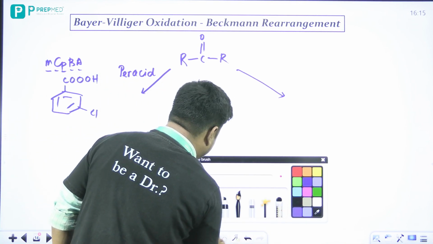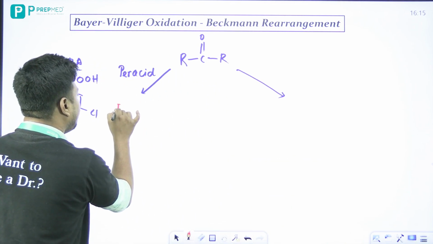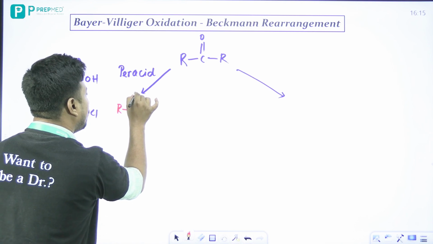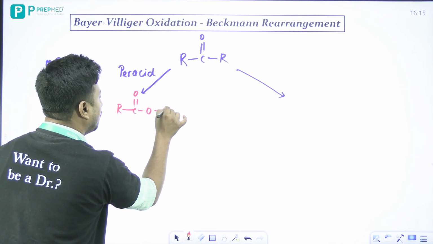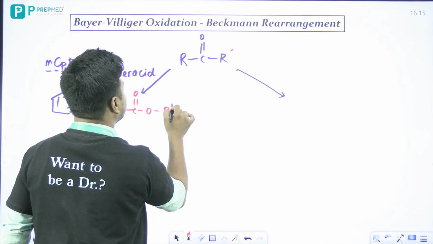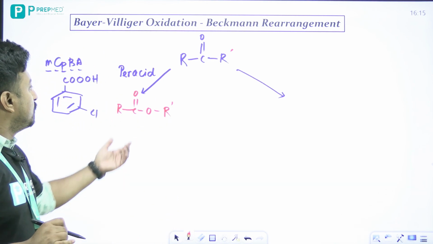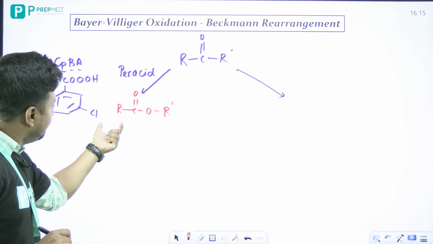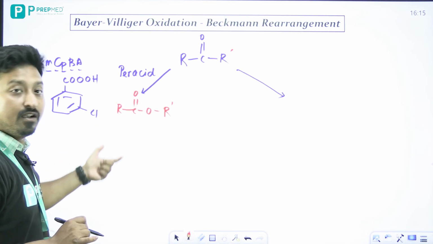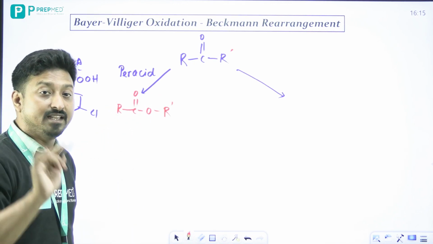And if I write the product here, the product which I will get is RC double bonded O, OR. Let's say I'm taking R prime, so this is my R prime. Basically this ketone is converting into the corresponding ester molecule.